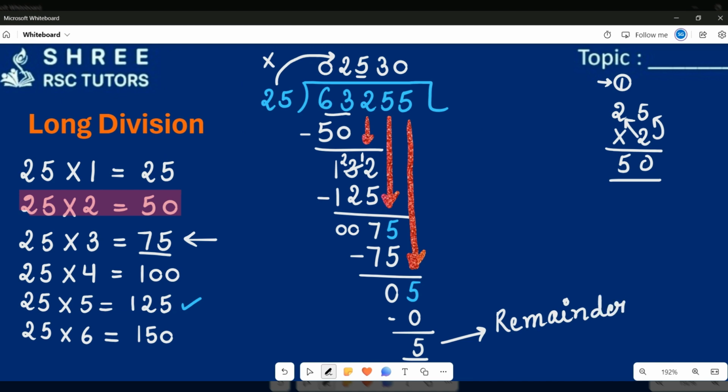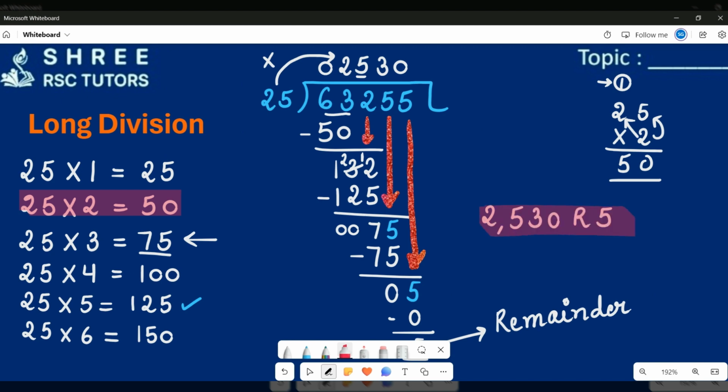And the answer to this question is going to be 2530 remainder 5. This is going to be my answer. So I hope that you have understood how to divide big numbers even by a two-digit number, and I hope that you liked the video as well. Thank you.